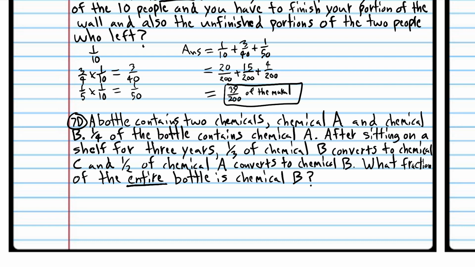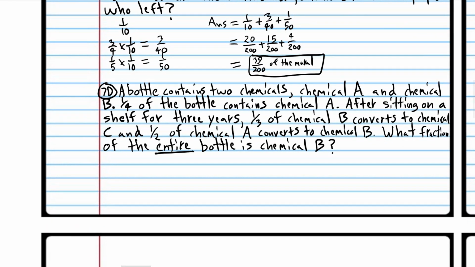All right, we're back. So a bottle contains two chemicals, chemical A and chemical B. 1/4 of the bottle contains chemical A. Chemical A is 1/4, which means that chemical B is 3/4 of the bottle.